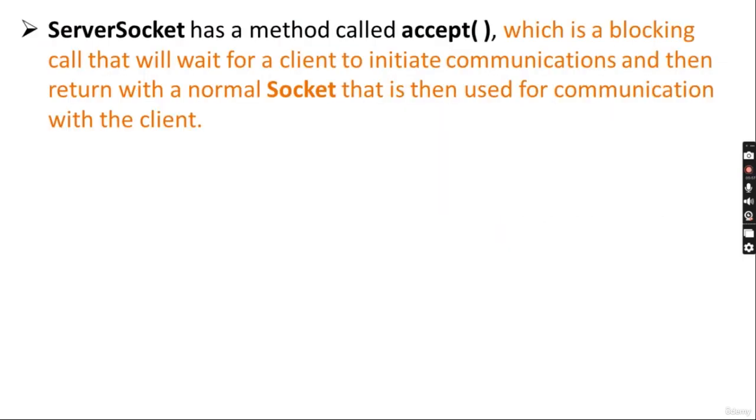ServerSocket has a method called accept, which is a blocking call that will wait for a client to initiate communication and then return with a normal socket that is then used for communication with the client. So the ServerSocket class has one method, accept, which is a blocking call. That call will wait for the client to start a communication and then return with a normal socket object that is then used for the communication with the client.